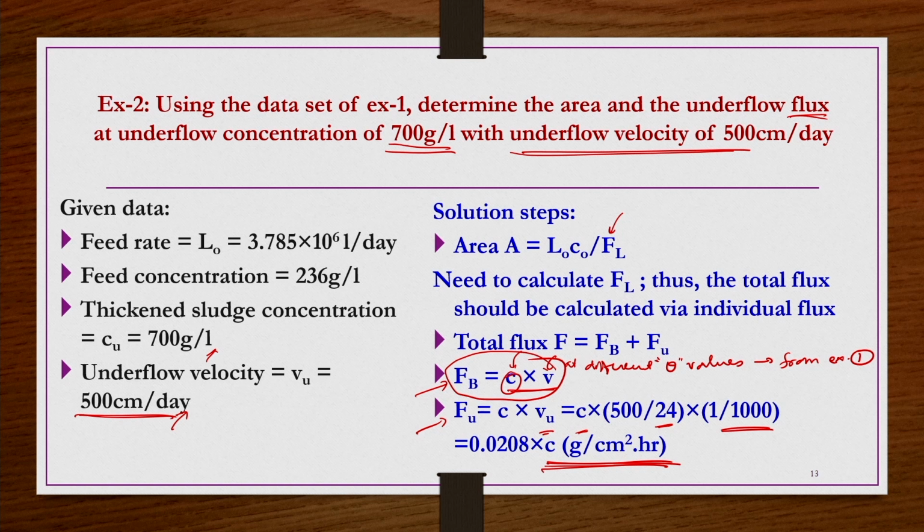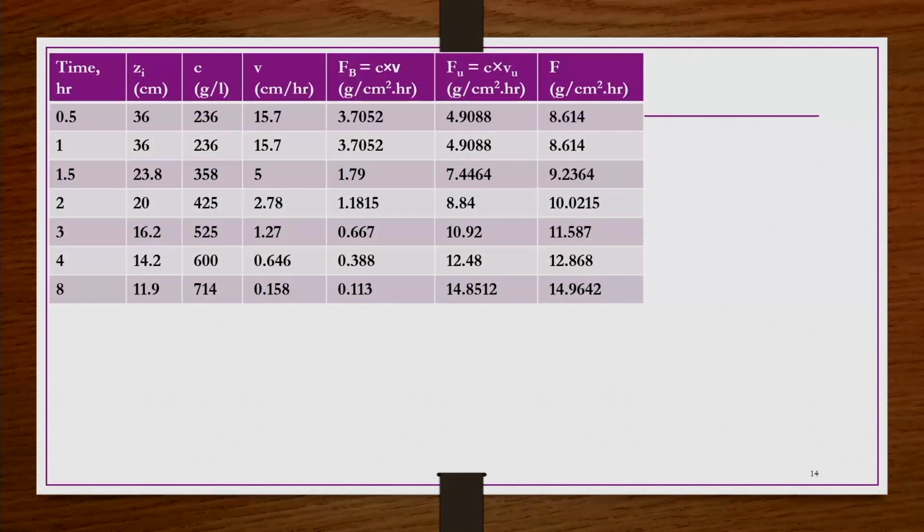Similarly, at different times we know the solids concentration. If you multiply it by VU, then you will get the underflow flux. When you add them together, you get the total flux, the required flux. This time, Zi, C, VL, these four are adopted from the previous problem, because it is a continuation of the previous problem. This we have already done.